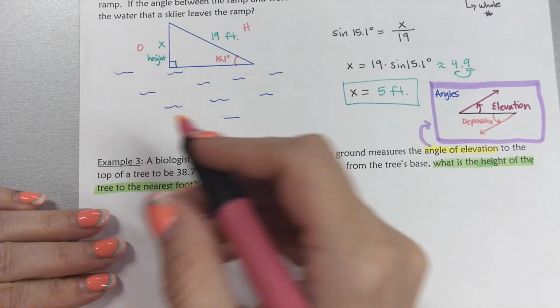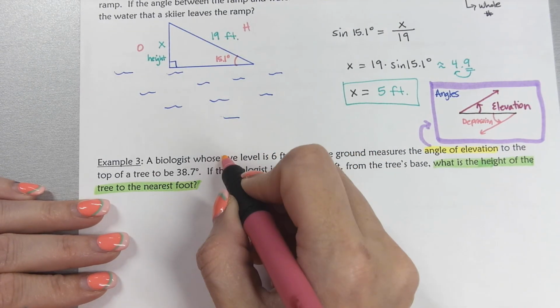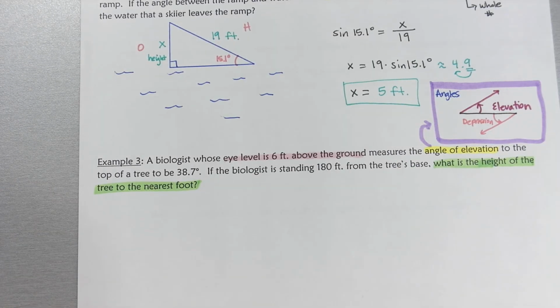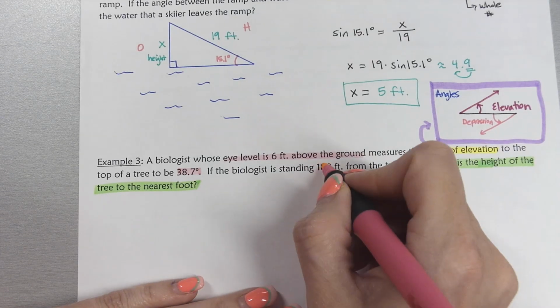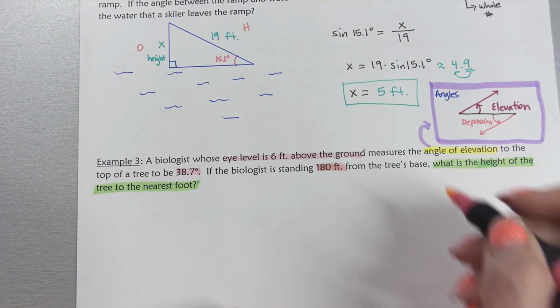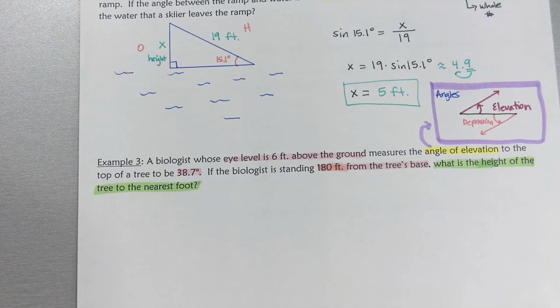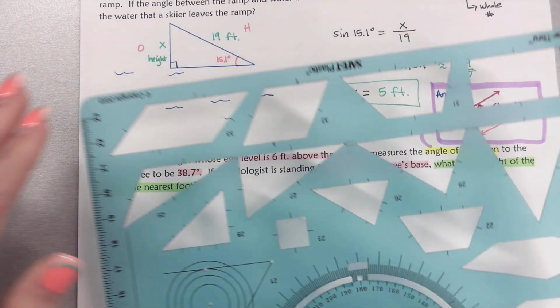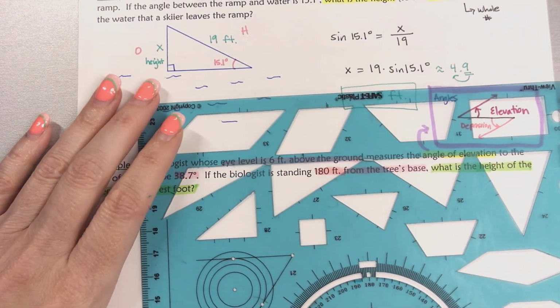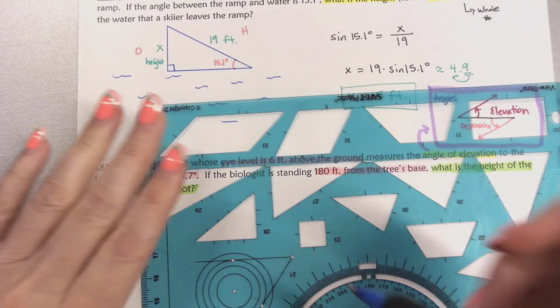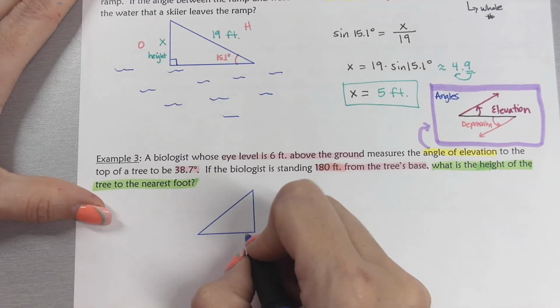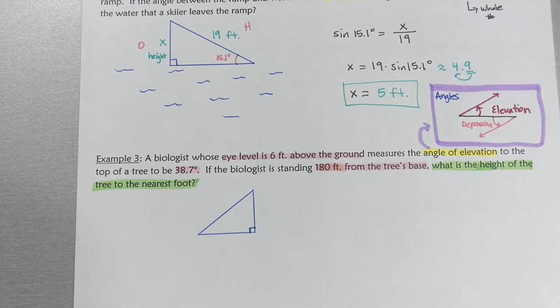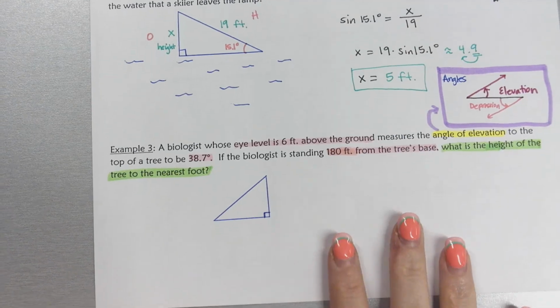Okay, so the biologist has the eye level of 6 feet above the ground, and that angle of elevation is 38.7 degrees. They also say the biologist is standing 180 feet from the base. So whenever I do a story problem, I start with a triangle, and it doesn't matter which way you make it. But I always start with my right triangle because all of our problems here are going to be right triangle problems. So anytime you have a story problem, I would like a picture to accompany that.